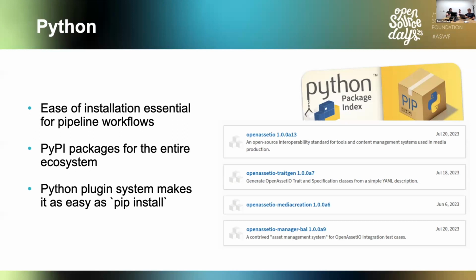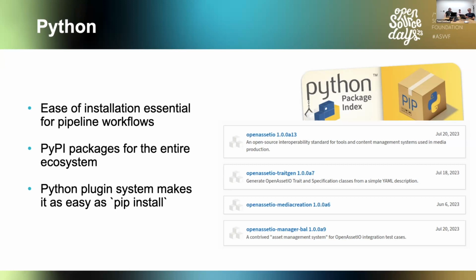Thanks especially to Jean-Christophe for helping us out with a lot of the Python-specific integration to get this process working. That was very helpful. On the right, you'll see OpenAssetIO, TradeGen, and media creation, as I mentioned. OpenAssetIO isn't just one library; there's a whole ecosystem of libraries that you'll be working with when you use OpenAssetIO. So distribution is even more important.